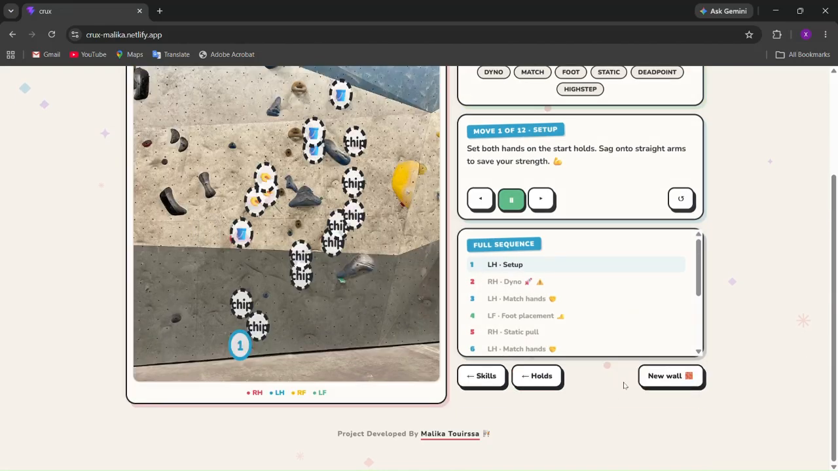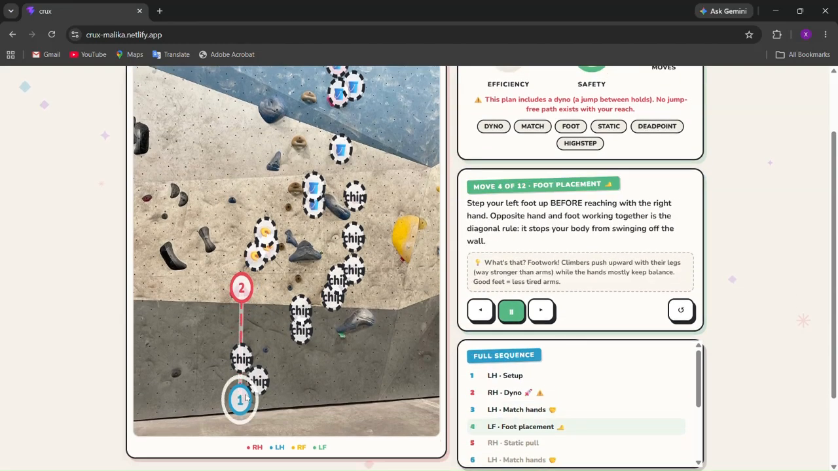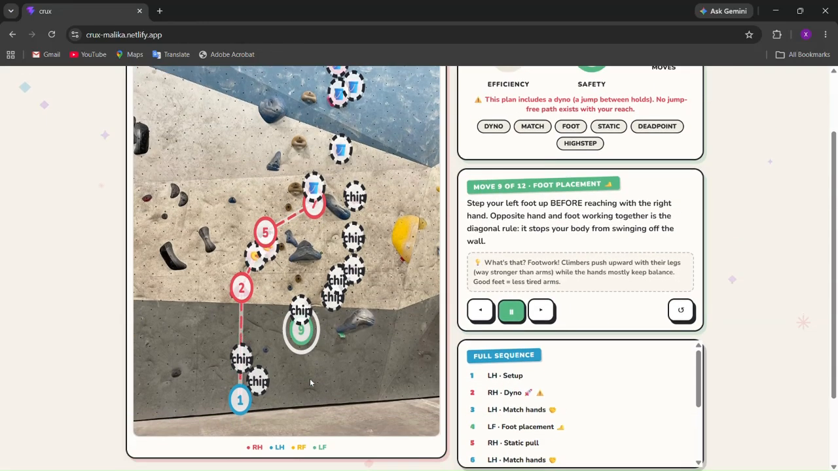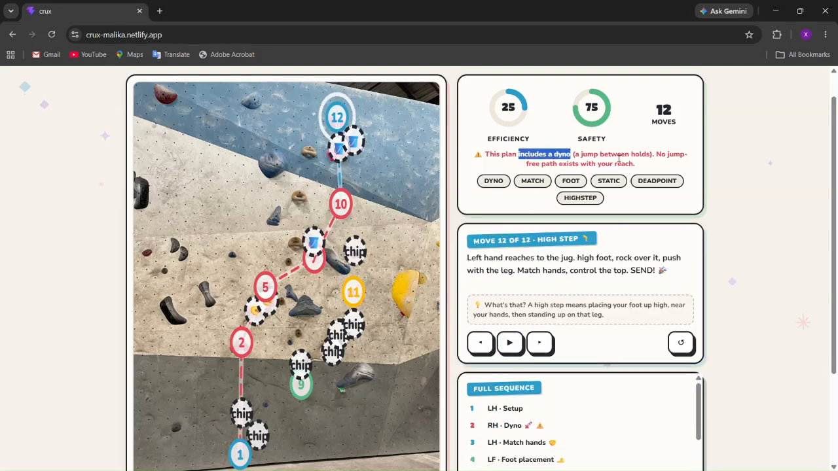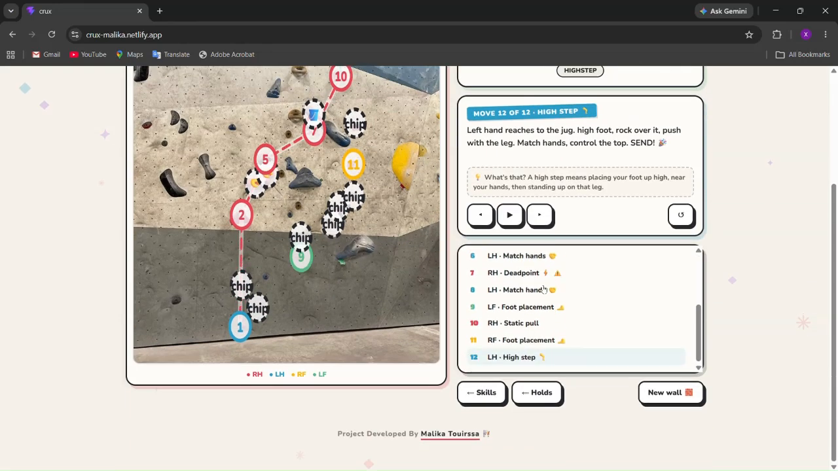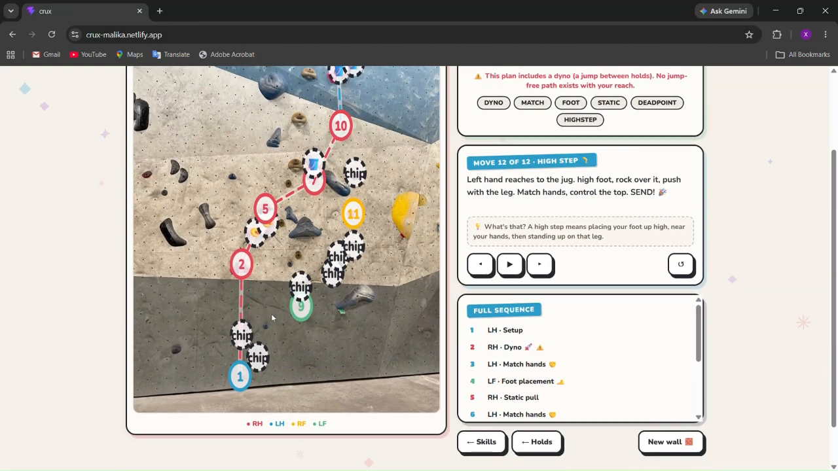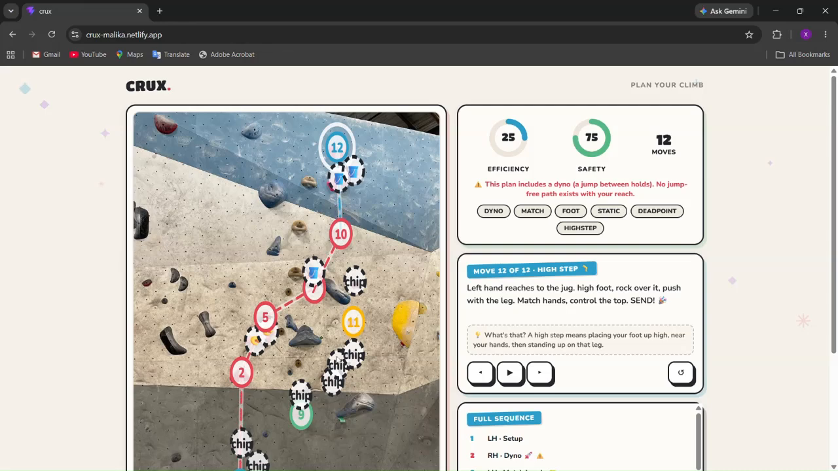When you click on solve the route, it shows you the different ways in which you can climb it, the faster and most efficient way to climb. For example, this path includes a dyno, which means a jump, and it specifies where the dyno is. It specifies all the different techniques used. It shows you the way where you have to put your right hand, right foot, left foot. All over here it shows you which holds you can just skip.